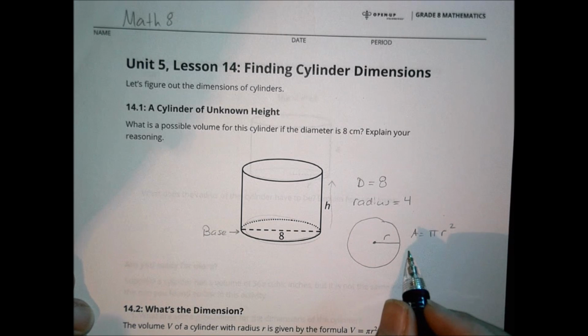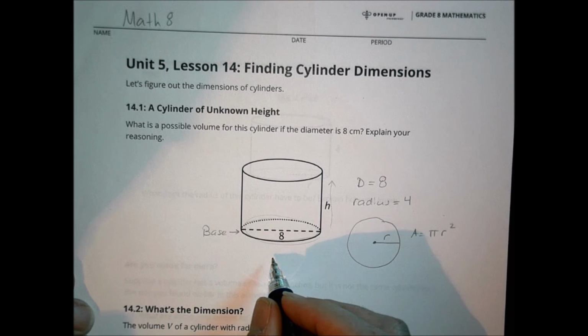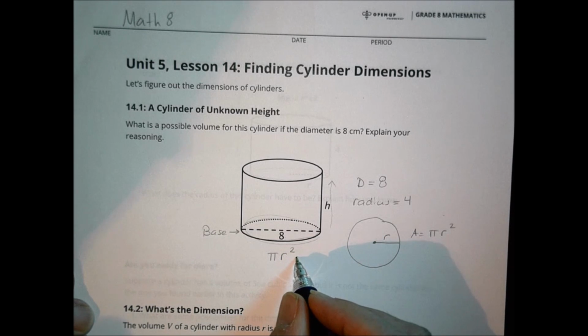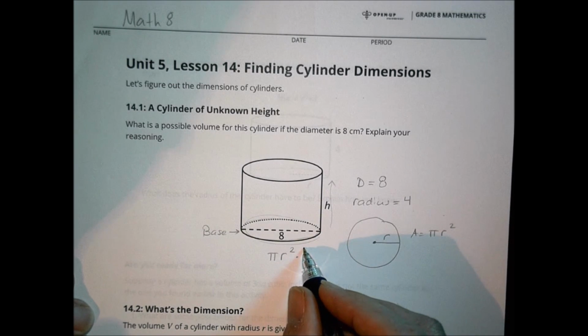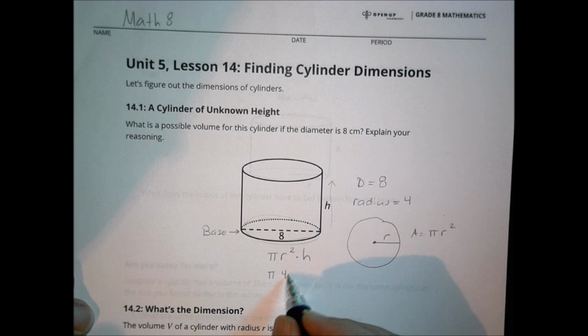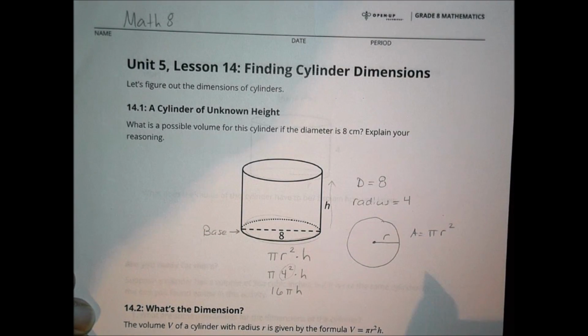So in our case, if the diameter was 8 and the radius then would be 4, I do pi times r squared, the area of the base, times the height. I substitute some values in: pi, and then 4 squared times the height, and 4 squared is 16, so I can rewrite that as 16 pi times h. You could substitute a value in for pi if you wanted to, or you could leave it in terms of pi. It just depends on how you want to have your final answer.